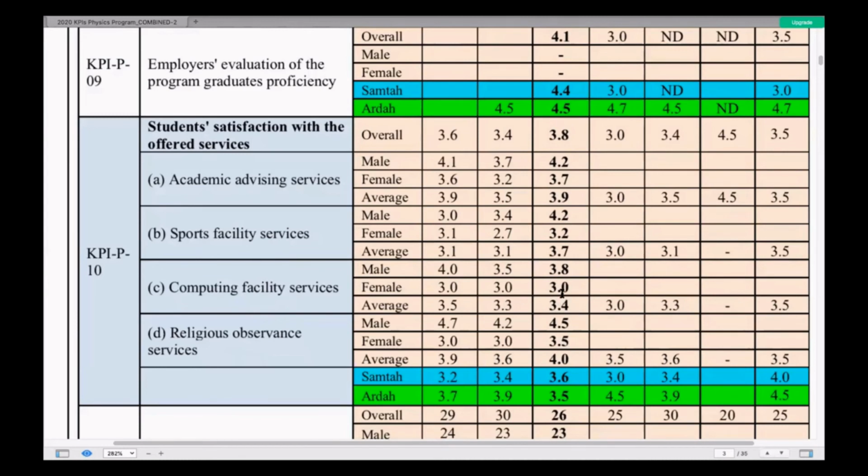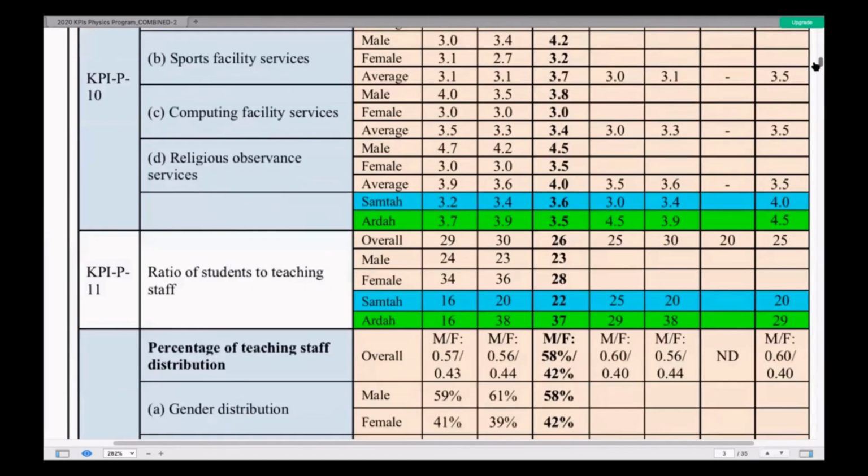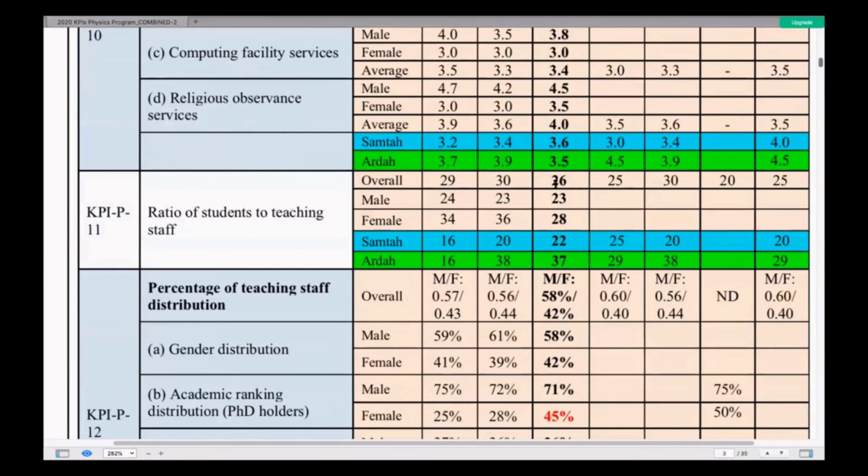You can see, for example, in the female for computing facility, they rate much lower than male. Maybe we understand because they are rented a building, so they are not as good as in our male campus. Samta, also about SEM, and Arda also good. Ratio of student to teaching staff, I think is no problem.